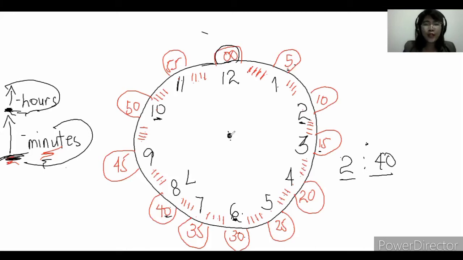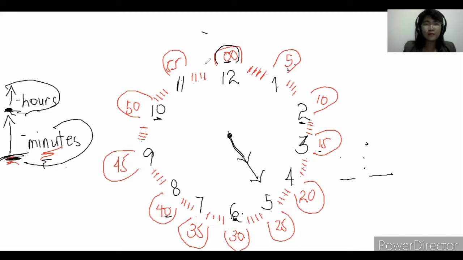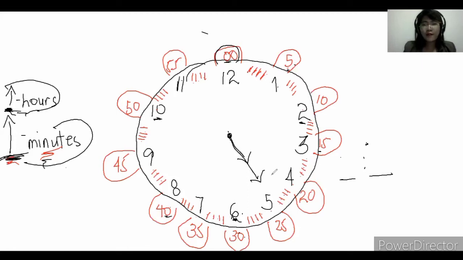Another example. When the short hand points to 5 and the long hand points to 5 also, what is that? It is 5:25. Okay? 5:25.